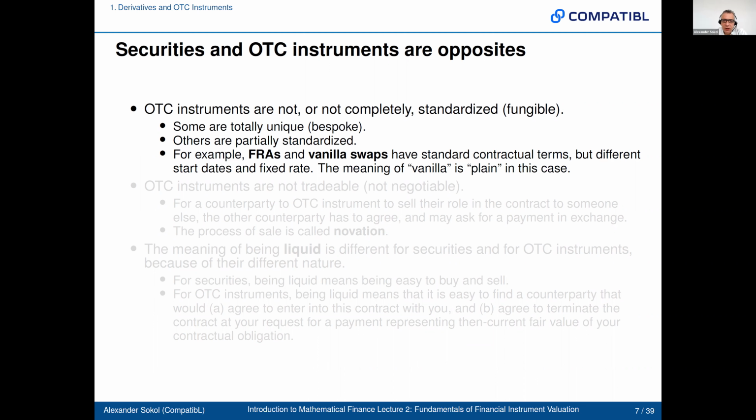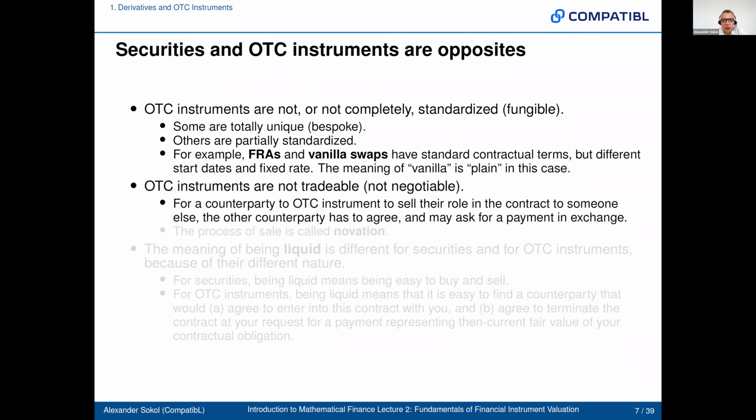Simple. Over-the-counter instruments are not tradable, meaning non-negotiable. Namely, for a counterparty to an OTC instrument to sell its role in a contract to someone else, the other party has to agree and may ask for a payment in exchange. And the process of the sale is called novation, right? It's not like a stock. I buy the stock of Amazon. I don't need permission of Amazon to buy it. Then I may sell the stock to someone else. I don't need permission of Amazon to sell it.